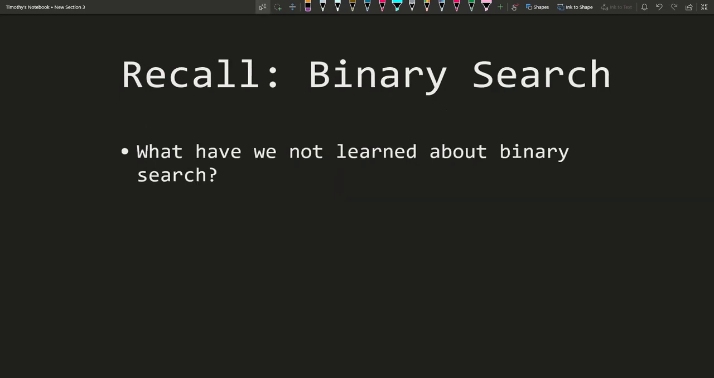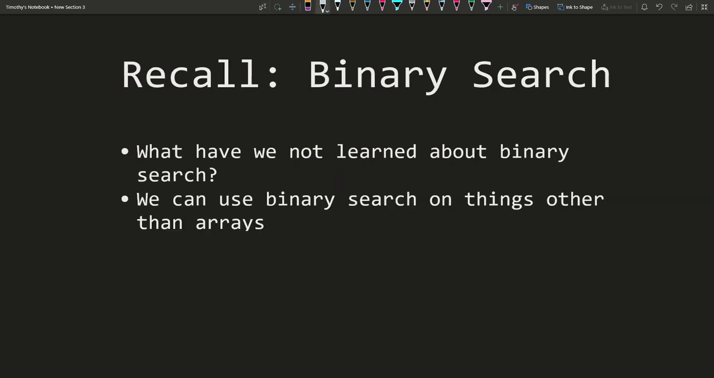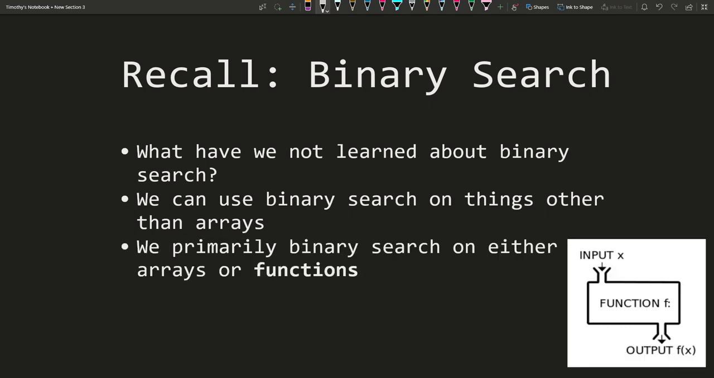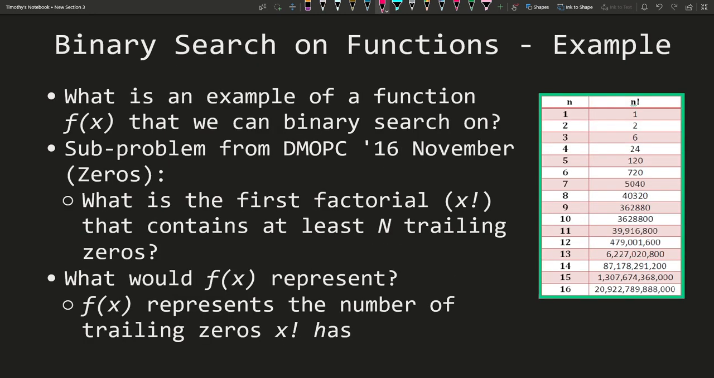And so now the question is, what have we not learned about binary search? Well, it turns out that we can use binary search on things other than arrays. In fact, we primarily binary search on either arrays or functions. And yes, functions like f of x.